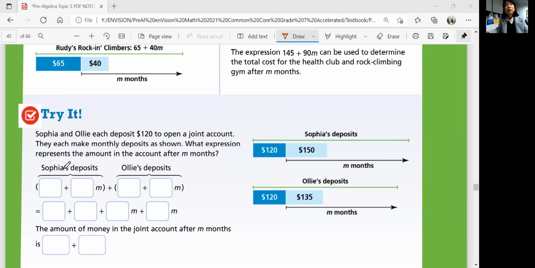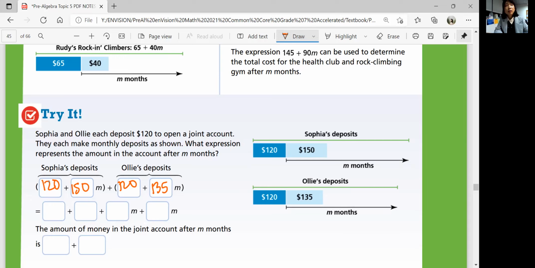First write expressions for Sophia's deposits and Oli's deposits, combine like terms and simplify. See if you can do it by yourself and come back when you're ready for answers. Okay, Sophia's deposit: you start with 120 and add 150m every month, right? Oli's will be 120 plus 135m.